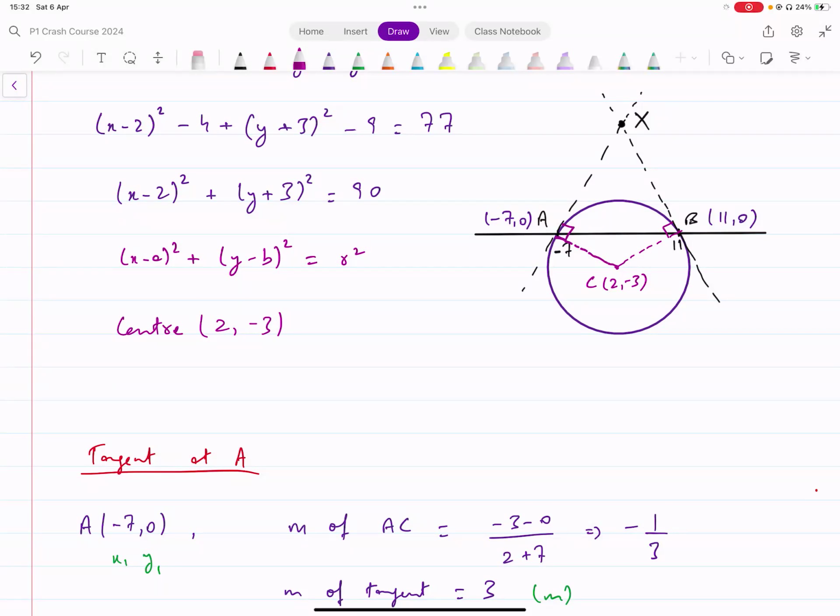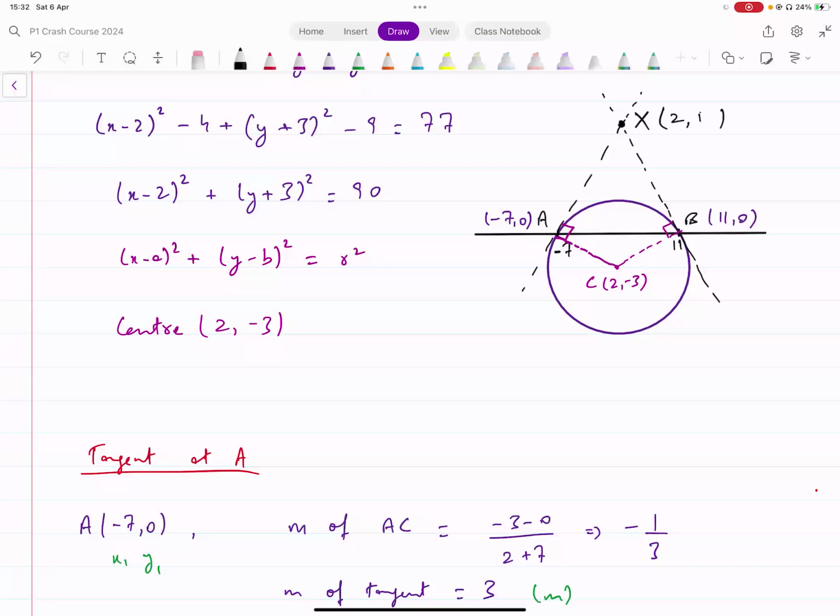Now remember the properties of diagonals of a kite. Diagonals of a kite are perpendicular to each other. So if AB is horizontal, what about CX? That is supposed to be vertical. So if CX is vertical, that means the y coordinate of x is already known. Sorry, the x coordinate of x is already known. X coordinate is supposed to be 2.